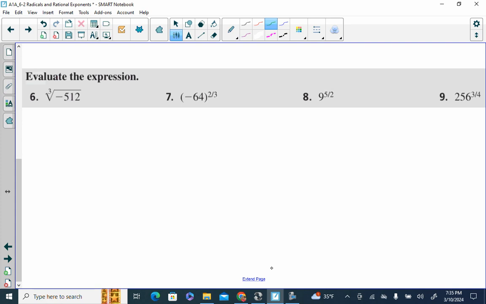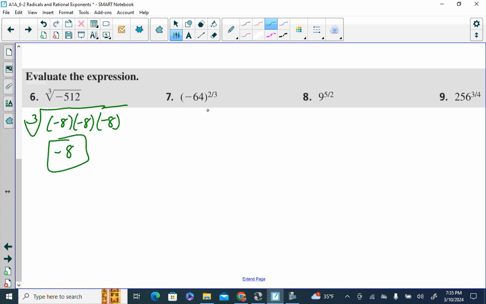I'll write out the answers in a moment. See how we do. We want the cube root of negative 512. So I want the cube root of negative 8 times negative 8 times negative 8. 8 times 8 is 64. 64 times 8 is 512. So the cube root of negative 512 is negative 8.